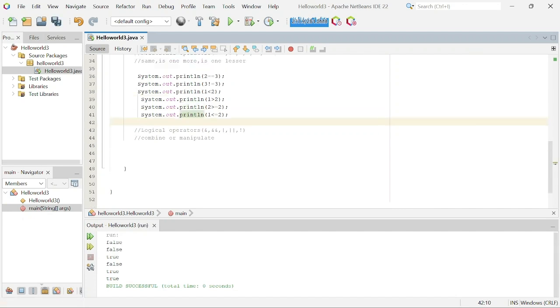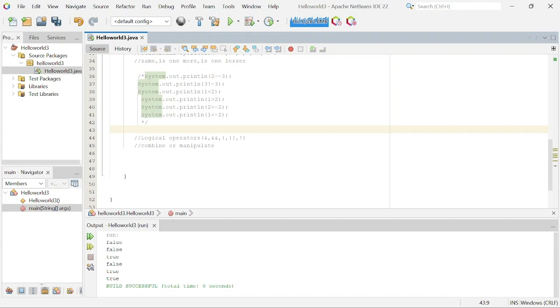So now I'm going to talk about logical operators. The way I like to think about logical operators is that they are operators that combine relational operators, or you manipulate them, or negate them. When I say negate them, I'm actually referring to this sign. So let's see what I mean by combine first.